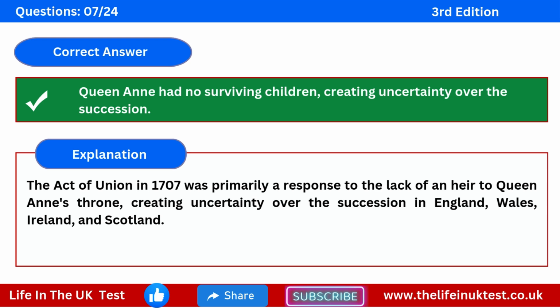The correct answer is Queen Anne had no surviving children, creating uncertainty over the succession. Explanation: The Act of Union in 1707 was primarily a response to the lack of an heir to Queen Anne's throne, creating uncertainty over the succession in England, Wales, Ireland, and Scotland.